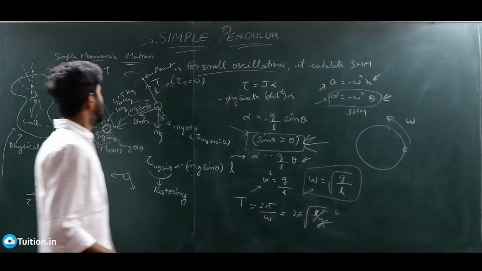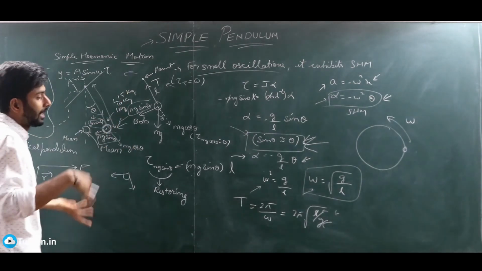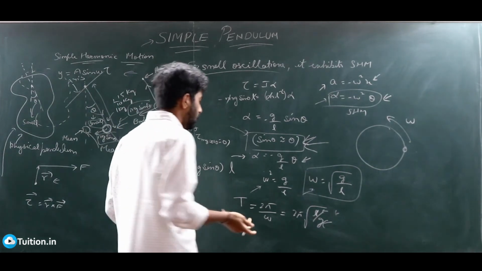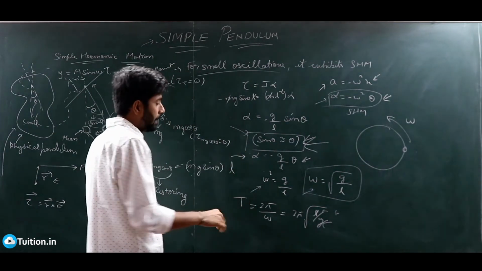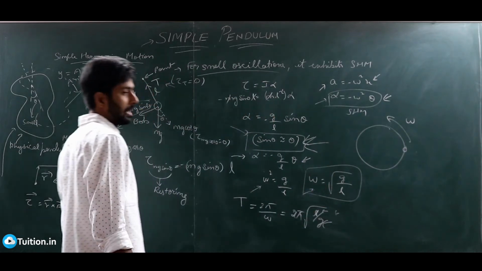But you might get a little tricky questions wherein they might just change the mass of the bob and they'll ask you what the time period is. So you need to keep in mind that the time period doesn't depend on the mass at all. The formula for time period is 2 pi under root L by G.